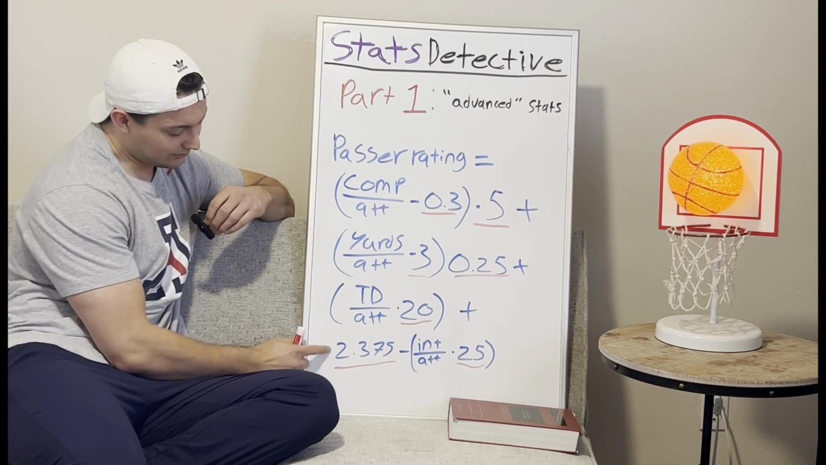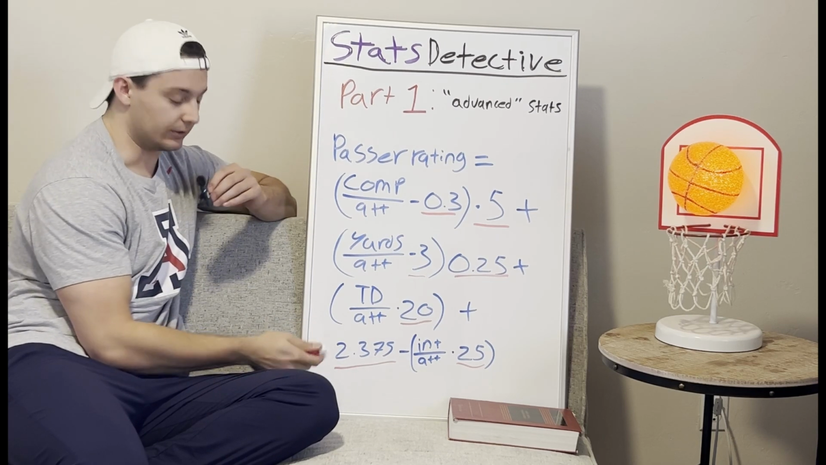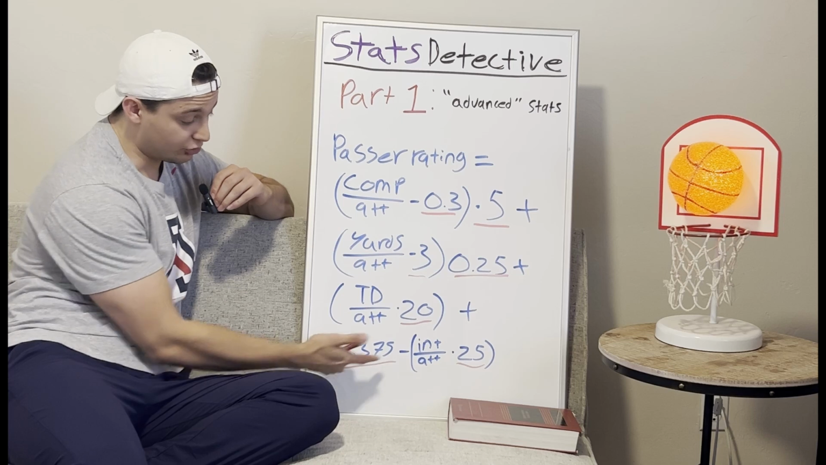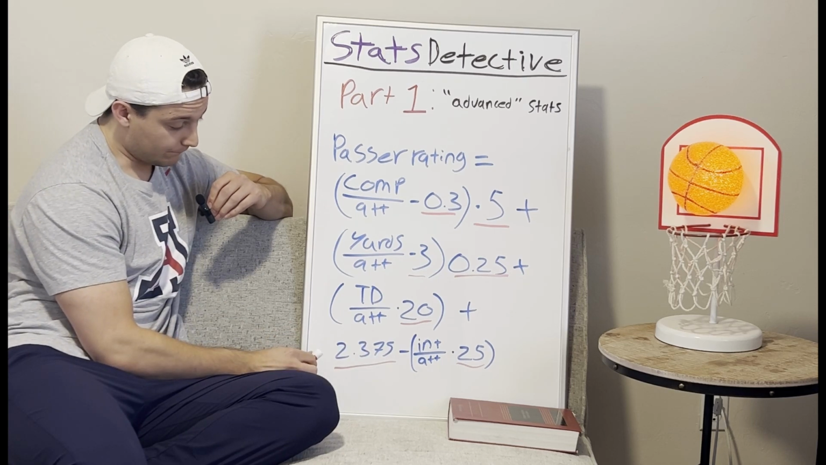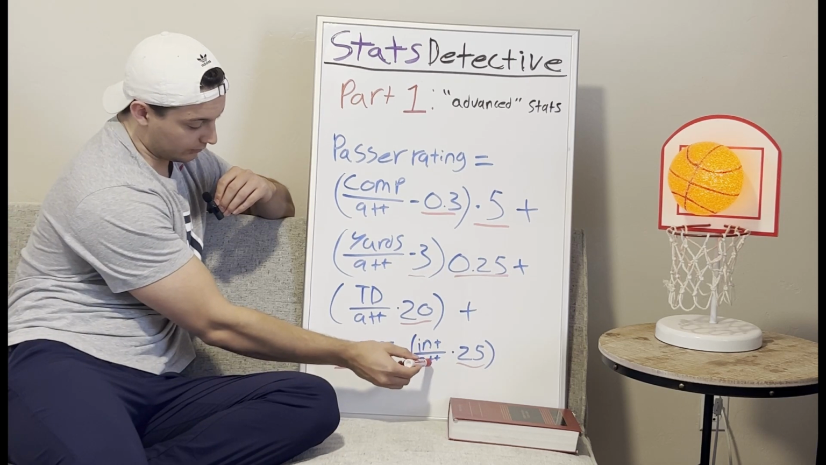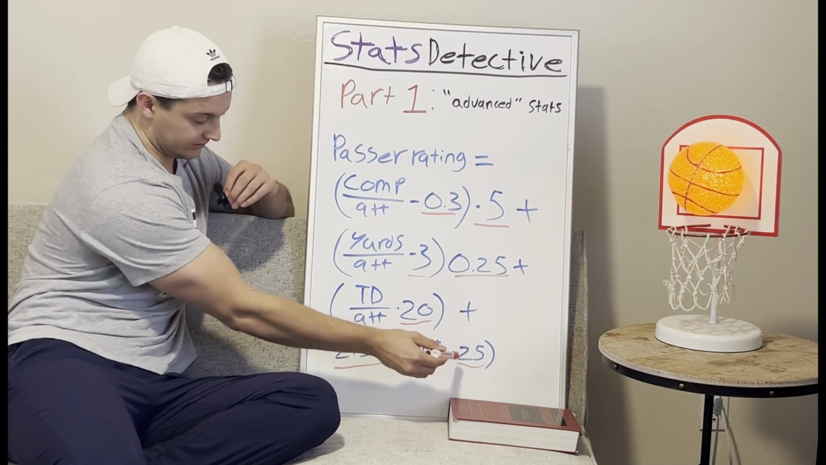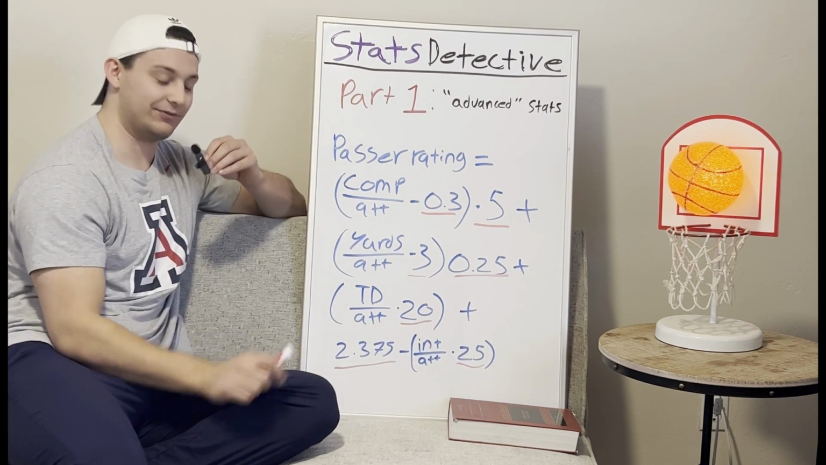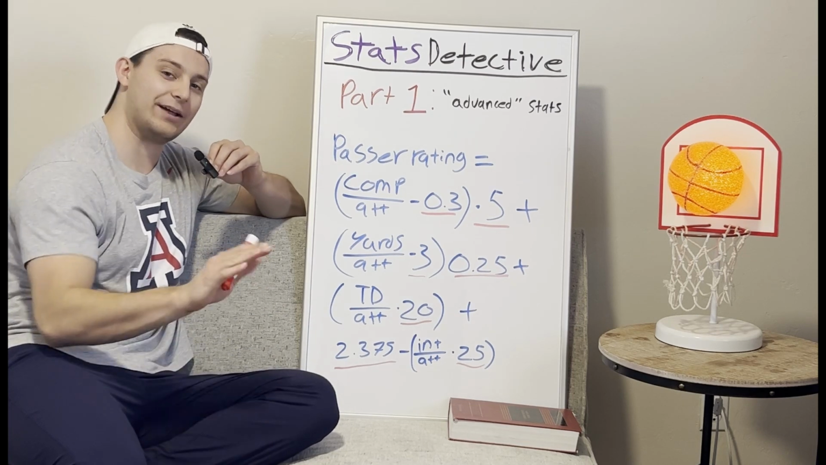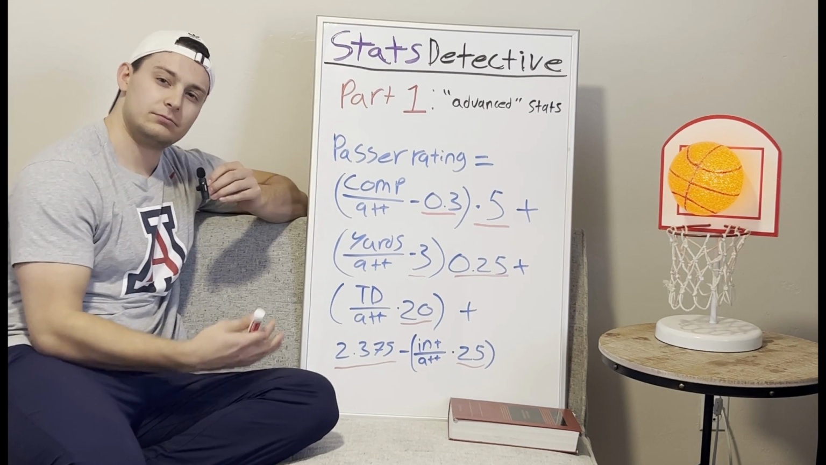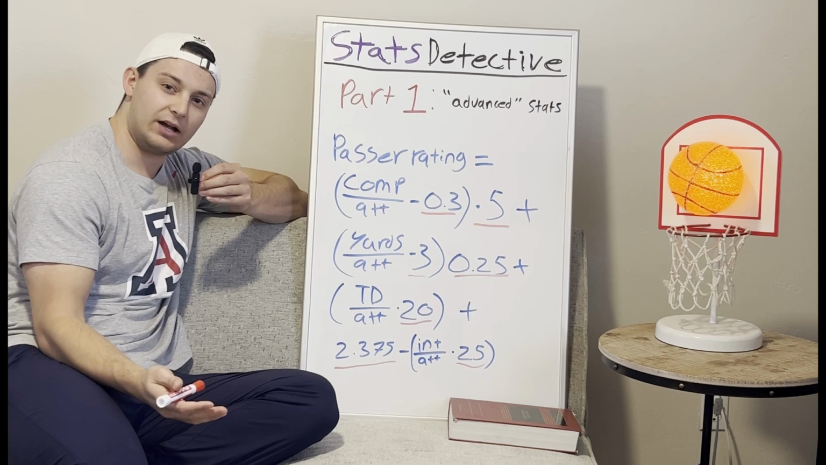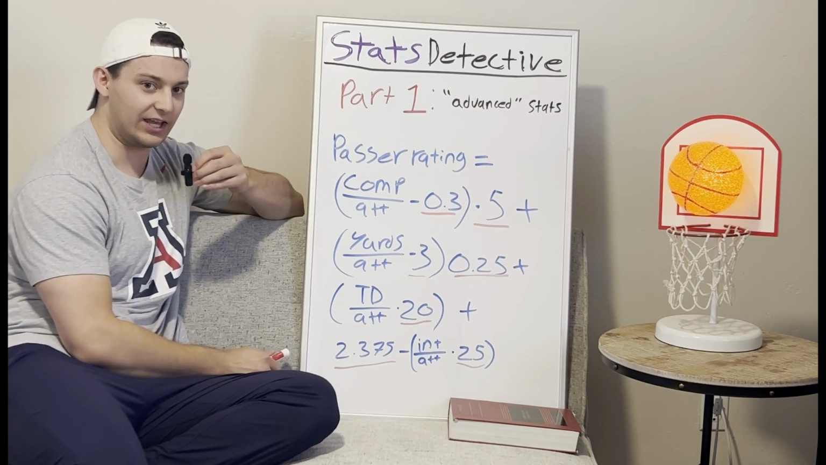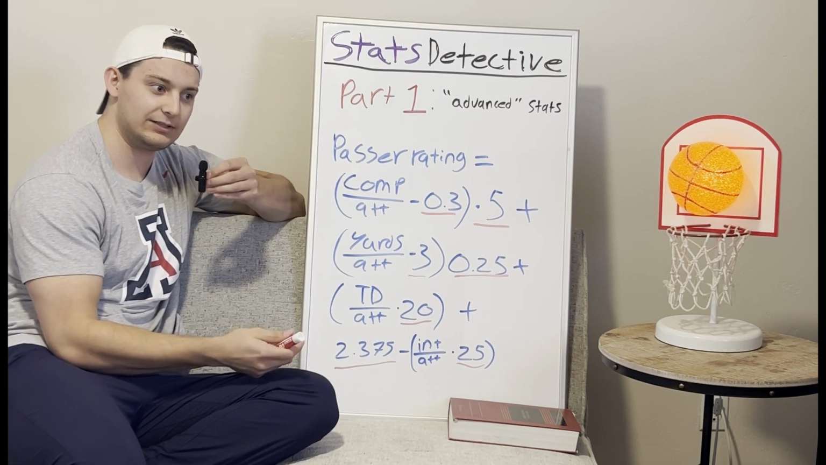And why is this 2.375 here? I know why it's here. It's here because it's saying if you don't throw an interception, this is 0 over whatever, doesn't matter. This is 0 times whatever, which is 0. So it's saying if you don't throw an interception, you get 2.375 bonus passer rating points. Why 2.375? Is that all the points you saved by not throwing an interception?